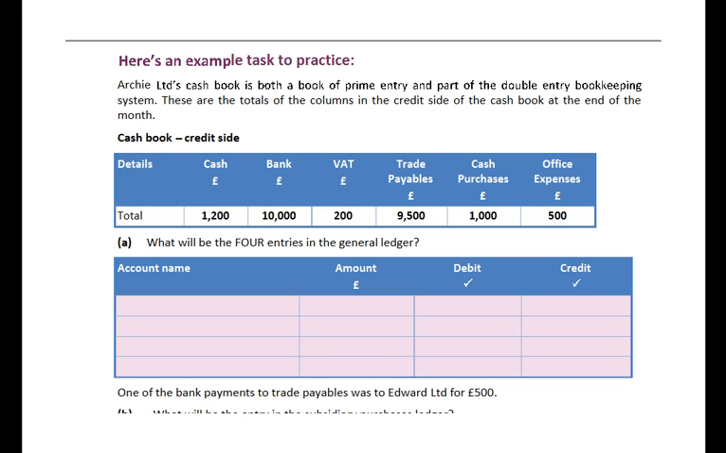What you'll generally be expected to do is to take figures from the cash book and to be posting them into the general ledger. Now, if we have a look at the cash book laid out here, we're given the credit side of the cash book. So this is dealing with payments being made by the business. The credit side is looking at the reductions to the assets, so the reduction to the amount of cash we're physically holding and the reduction to the amount of money in our bank account.